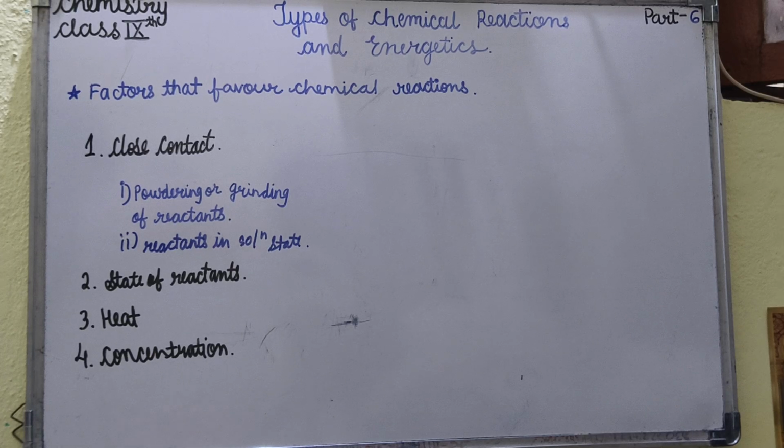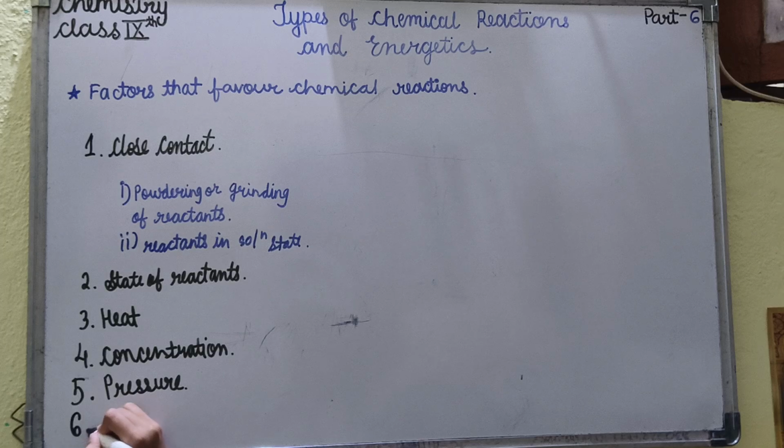Fifth is pressure. Some reactions take place only when the reactants are subjected to pressure. During this, reacting molecules undergo more number of collisions, resulting in more product formation. Example, N2 plus 3H2 gives 2NH3.